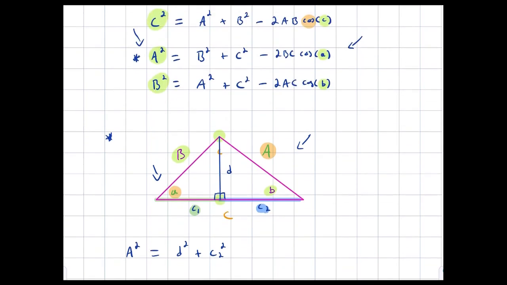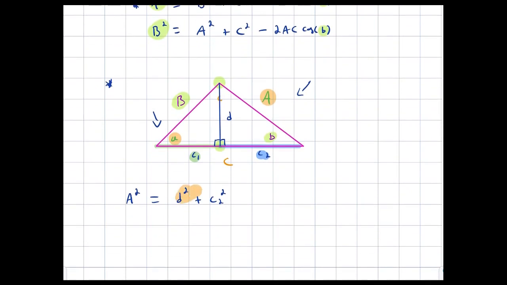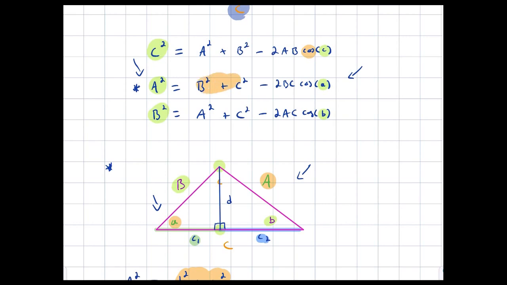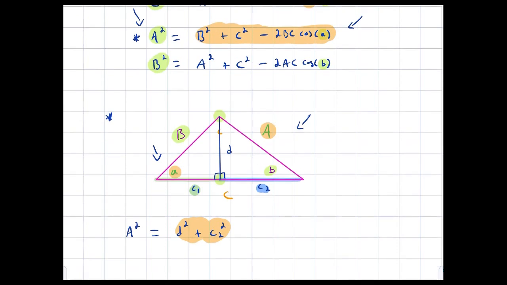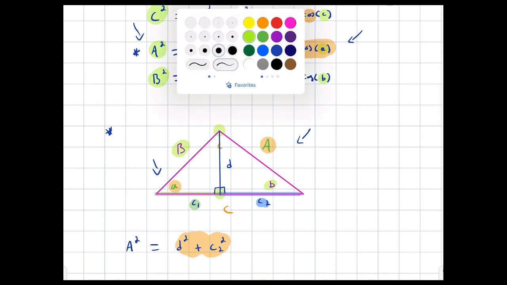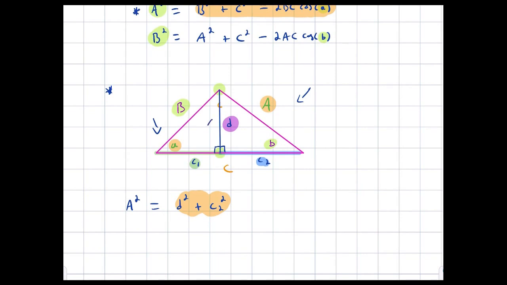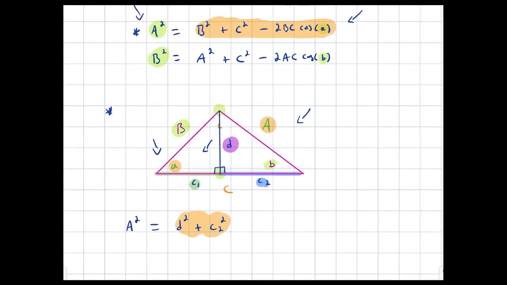And now my goal becomes showing that d squared plus c2 squared is actually equal to all of this stuff over there, right? That's what my challenge is now. And the way I'm going to do this is by using the D, which I'll put in purple, the D as my link to this side of the triangle, right? I need to think my way through this problem. I need to get a cosine of A in there.